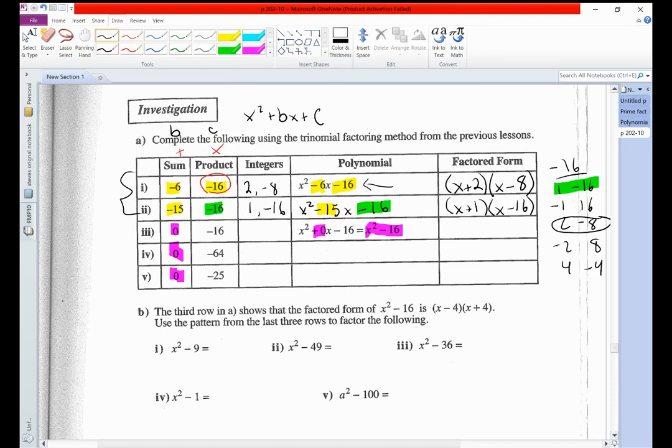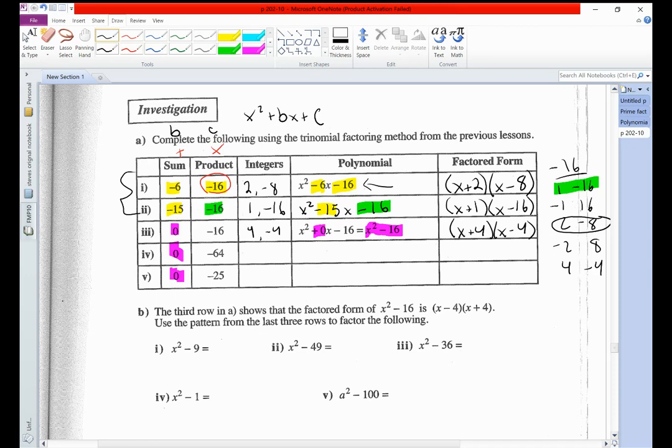Yeah, that works, right? Because -4 multiplied by +4 is -16, and 4 plus -4 add to 0. 4 and -4. That means that our factors are going to be x plus 4, x minus 4. That's kind of cool. Let's try the next one.